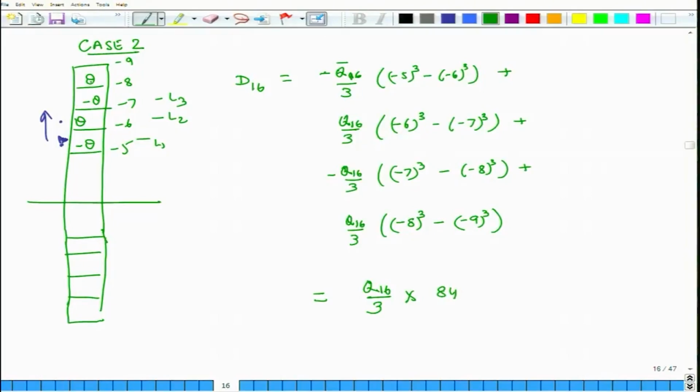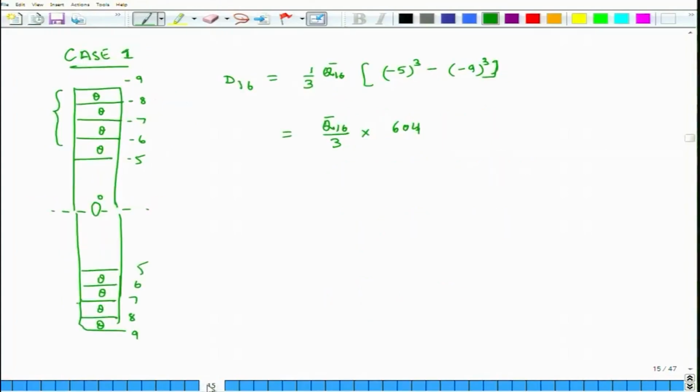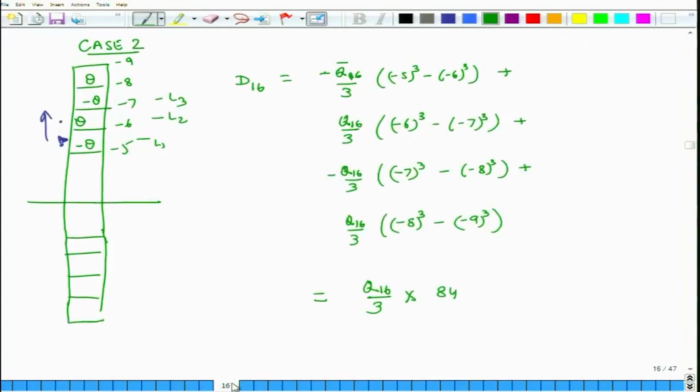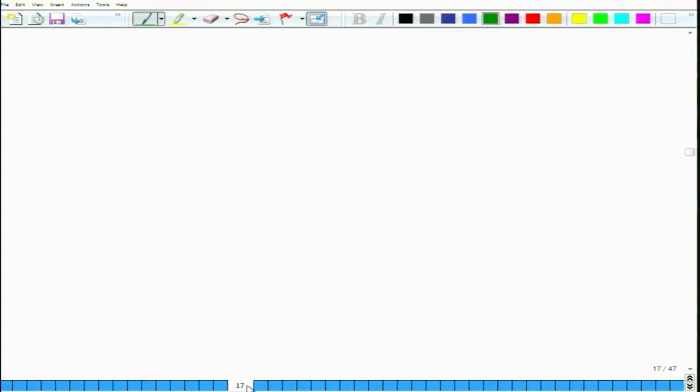So, here what we have done is we have a stack up sequence theta minus theta, theta minus theta. So, they are cancelling. Here it was Q16 bar divided by 3 times 604, but just because we have put theta minus theta, theta minus theta, this kind of a sequence, that 604 becomes smaller and it becomes 84. There is even a better way, and that is case 3.